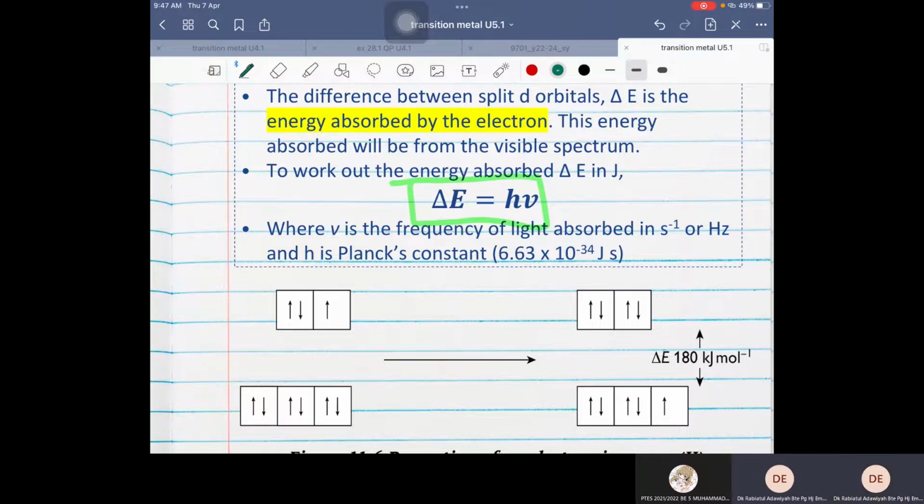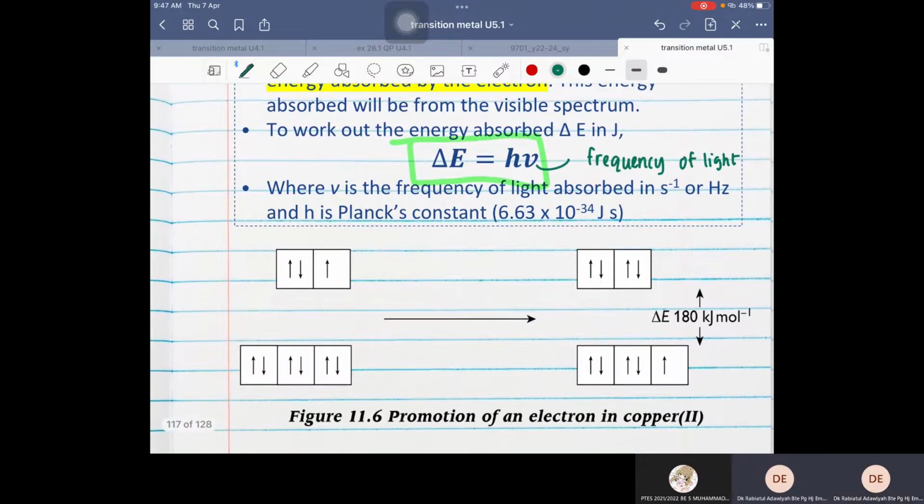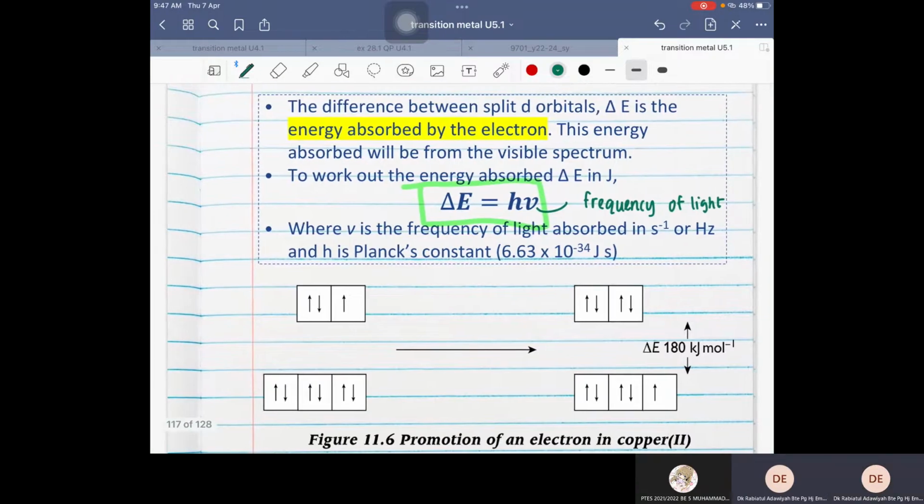I don't remember if there's a question that asks you to work out. So far, I have not seen it. Okay? So v is the frequency of light, in second to the power of minus 1 or hertz. Okay? Next.